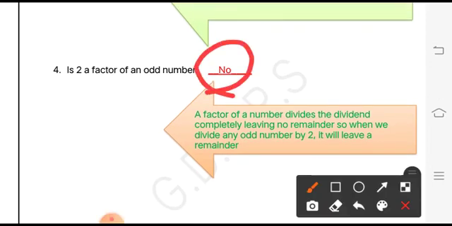Because if we divide any odd number by 2, we'll always get a remainder 1. But if we divide any even number by 2, we'll always get remainder 0. That means 2 is a factor of all even numbers, but 2 cannot be a factor of any odd number.